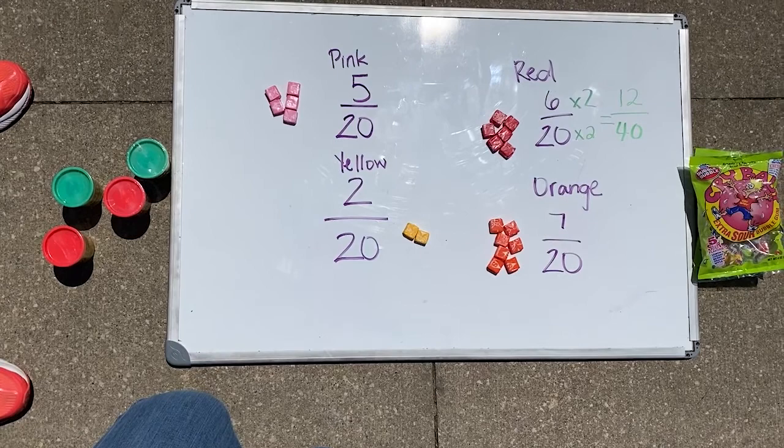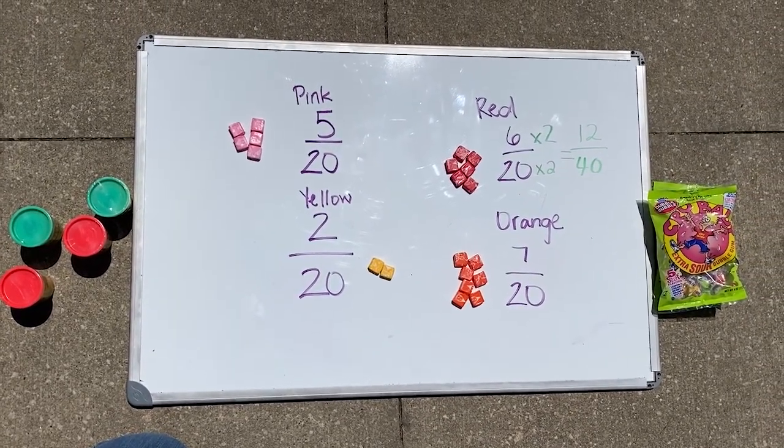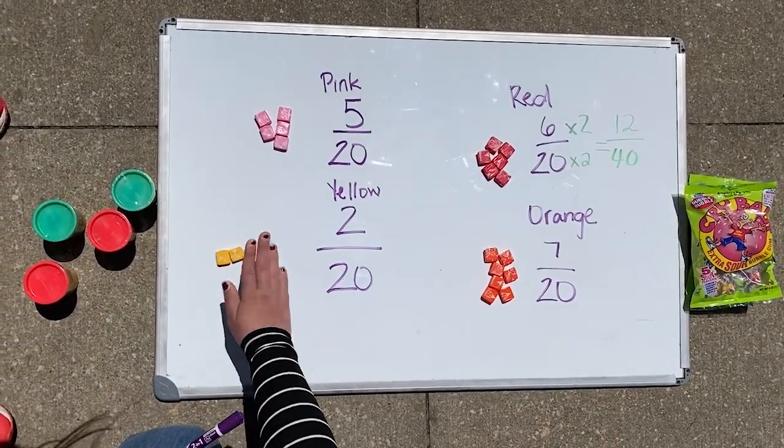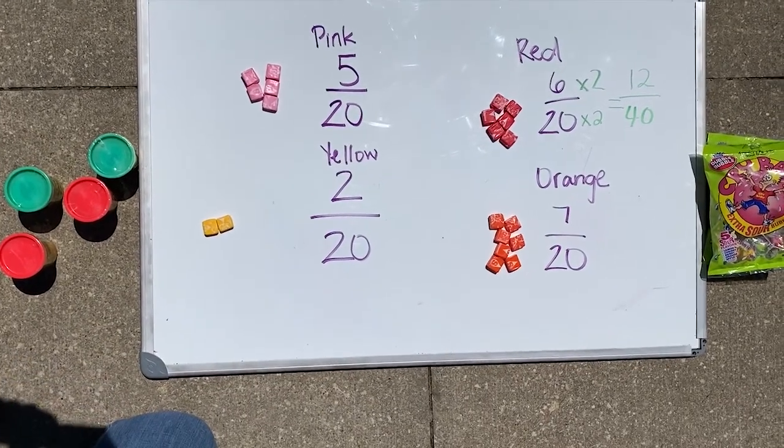If you remember, we also said that you can divide to get equivalent fractions. So I'm going to look at my yellow. My fraction is 2 over 20.